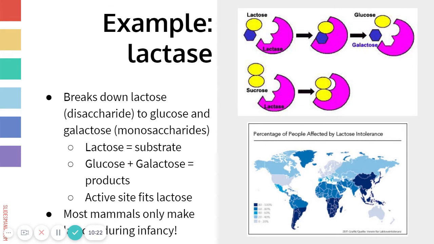And then an interesting fact, most mammals only produce lactase, this enzyme to break down lactose, during infancy when they're still nursing. So if you're lactose tolerant, that actually came about from a mutation, and this mutation has arisen multiple times in multiple places throughout the world. But the default condition is to be lactose intolerant.